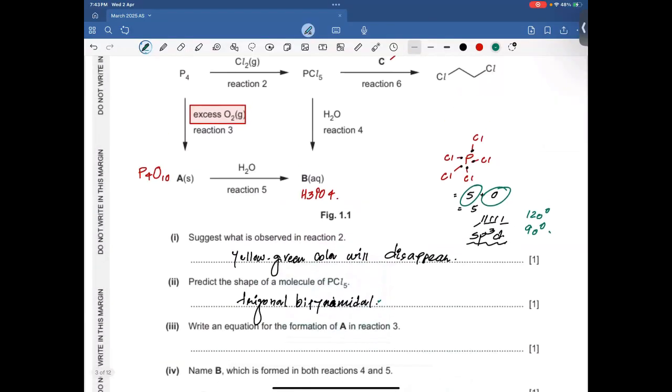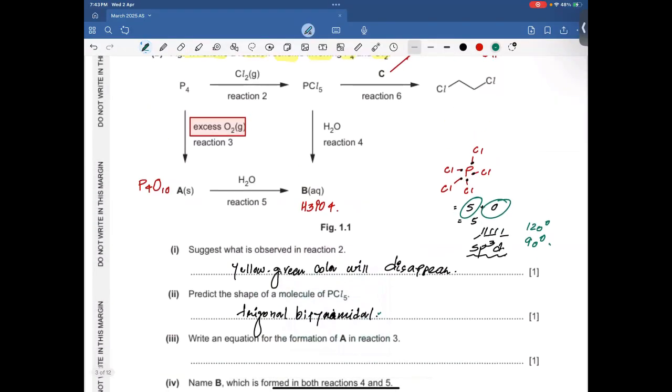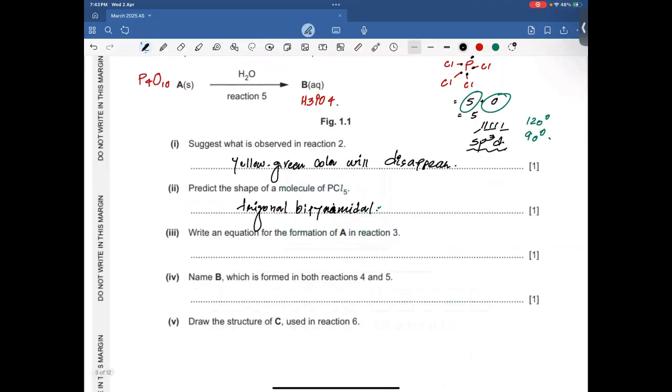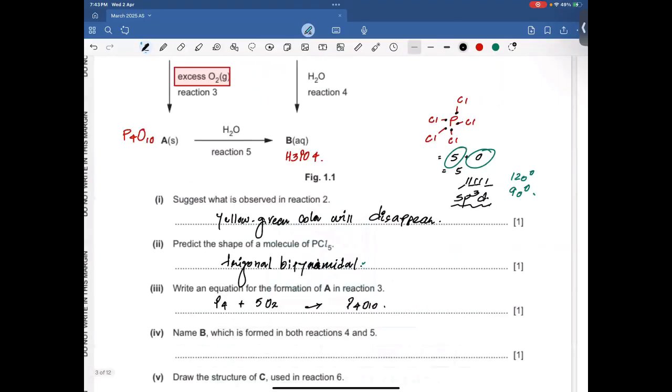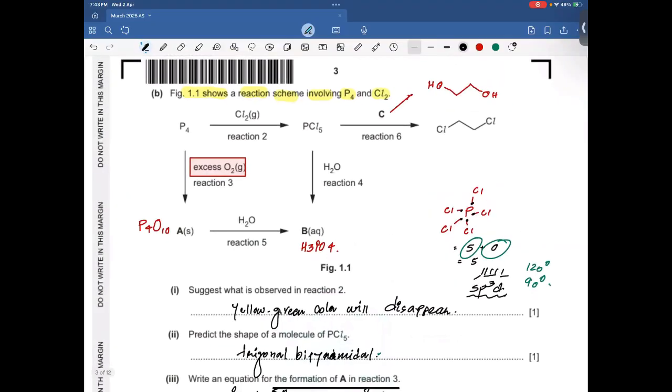Write an equation for the formation of A. That's easy. Phosphorus is reacting with oxygen in excess amount, converting into P4O10. All right. So it's going to be 5 here. Reaction 3, P4O10.